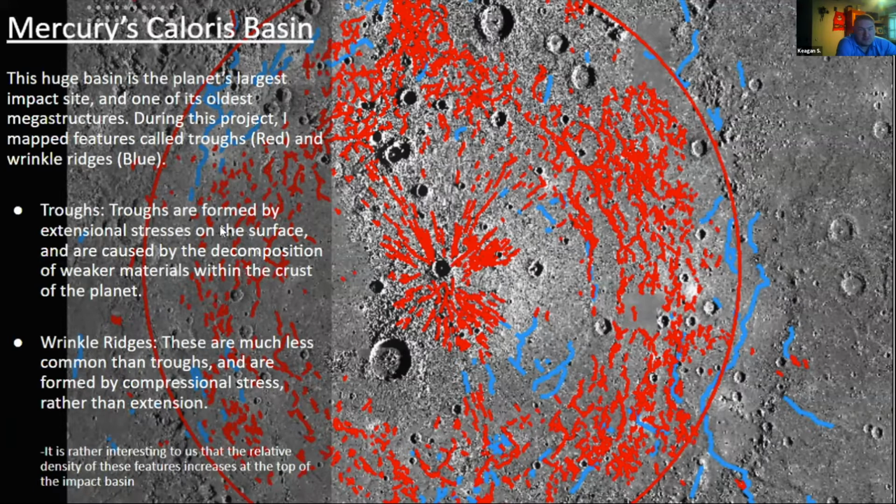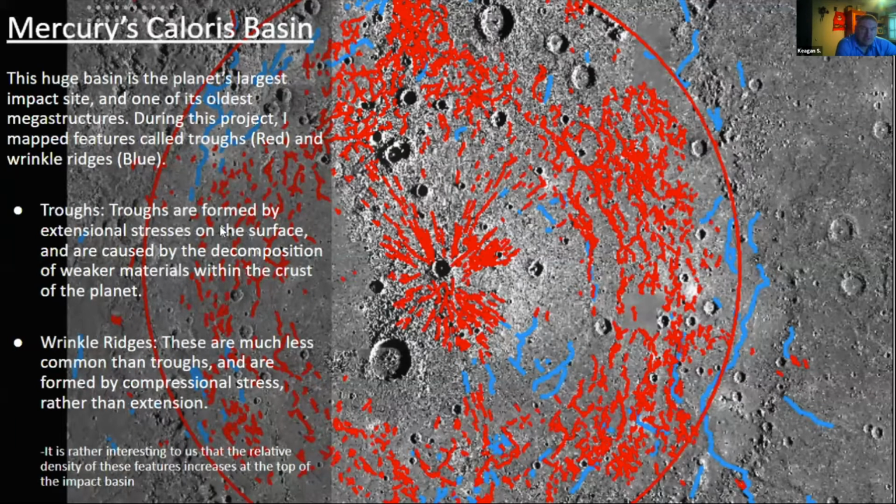During this project, I mapped features called troughs, which are in red, and wrinkle ridges in blue. Troughs are formed by extensional stresses on the surface and are caused by the decomposition of weaker materials within the crust of the planet. Wrinkle ridges are much less common than troughs and are formed by compressional stress rather than extension.